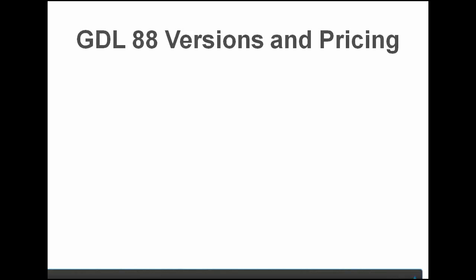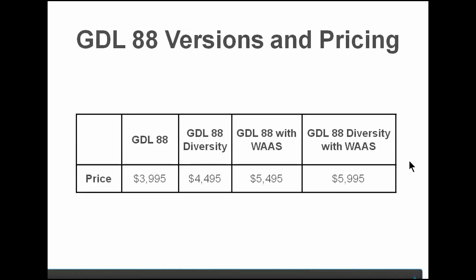All right, the different versions and pricing. I'm actually going to start over here to the right, the GDL88 diversity with WAAS. So the diversity is two antennas, one on top and one on bottom, with WAAS. So if you need a WAAS box, it's internal to that system. Moving over to the left, it'll be just one antenna with WAAS. And then you have the GDL88 with just diversity. So you're getting your GPS WAAS position from your GNS or your GTN. And then finally, the straight GDL88, which will pick the WAAS information off your own GPS, and one antenna on the bottom.